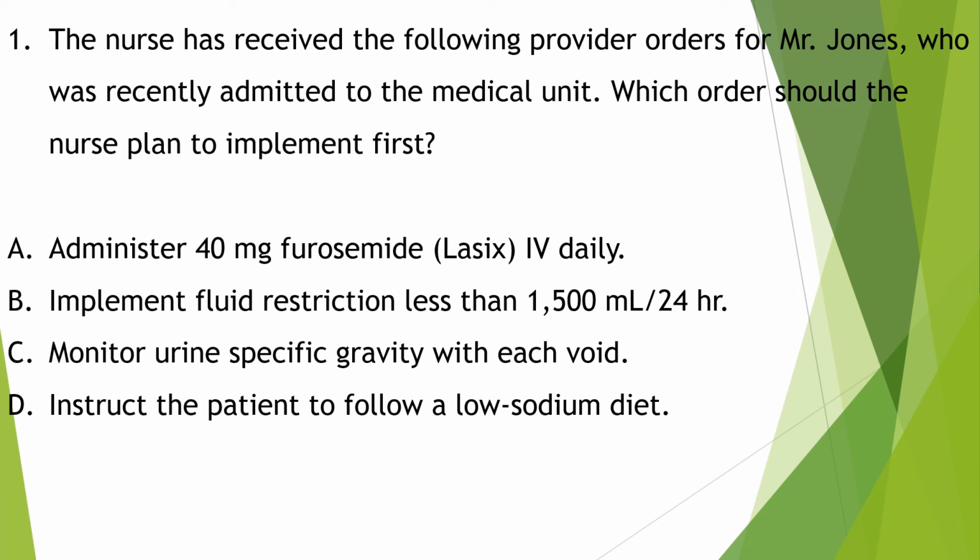Administer 40 mg Lasix IV daily, implement fluid restriction less than 1500 ml per 24 hours, monitor urine specific gravity with each void, instruct the patient to follow a low sodium diet. Although each of the provider orders are appropriate for Mr. Jones, administering the diuretic Lasix is of highest priority to promote increased excretion of potassium and fluid in order to lower the BP, heart rate and decrease the peripheral edema. The remaining provider's orders should be implemented following the administration of Lasix.